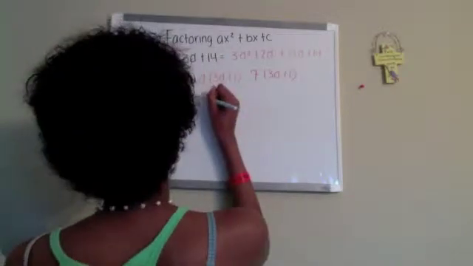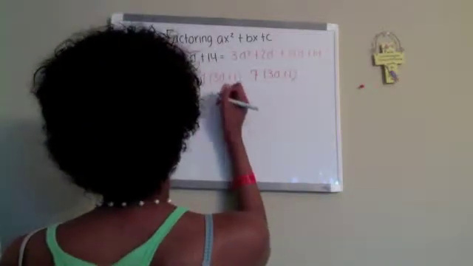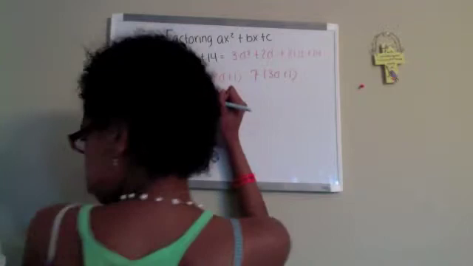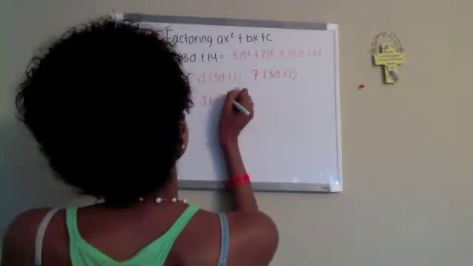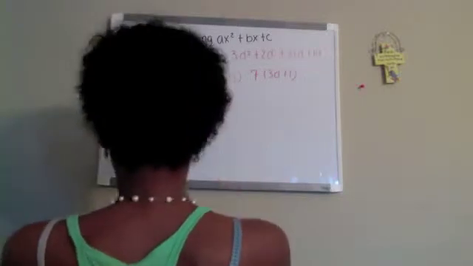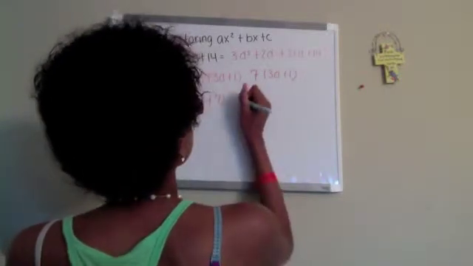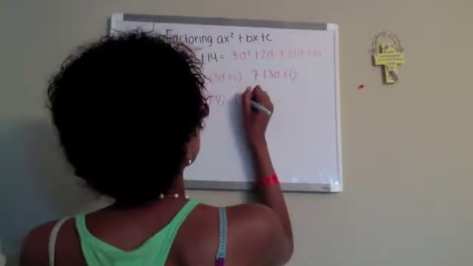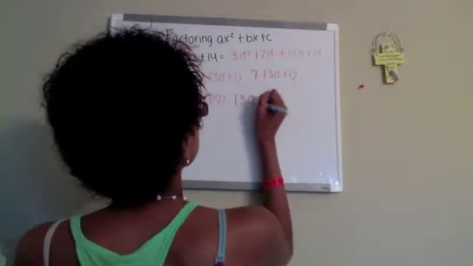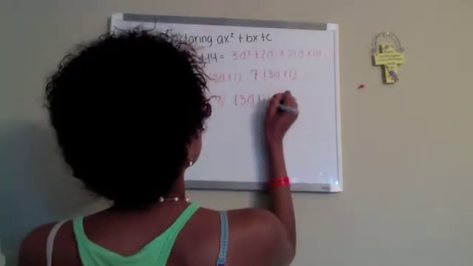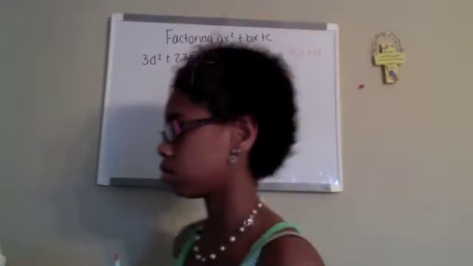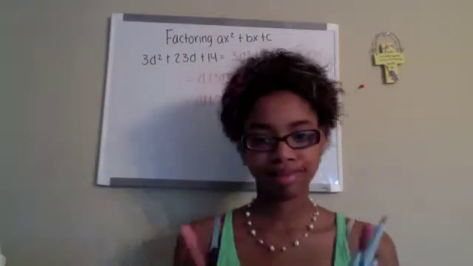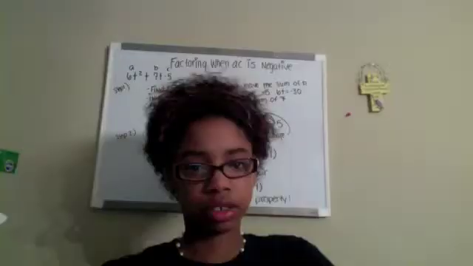In this part, I'm just rewriting the factoring of the greatest common factor so I can use the distributive property. I distributed the d to the 7, so it becomes d plus 7, and then I distributed the 3d plus 1, and it just became 3d plus 1. So that's how you factor.